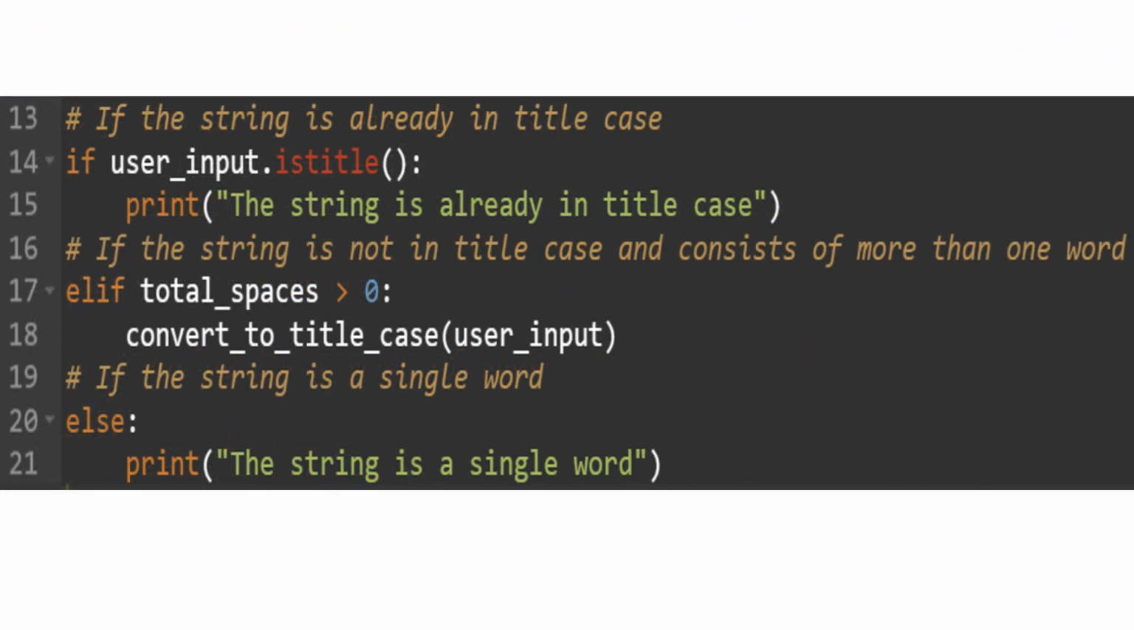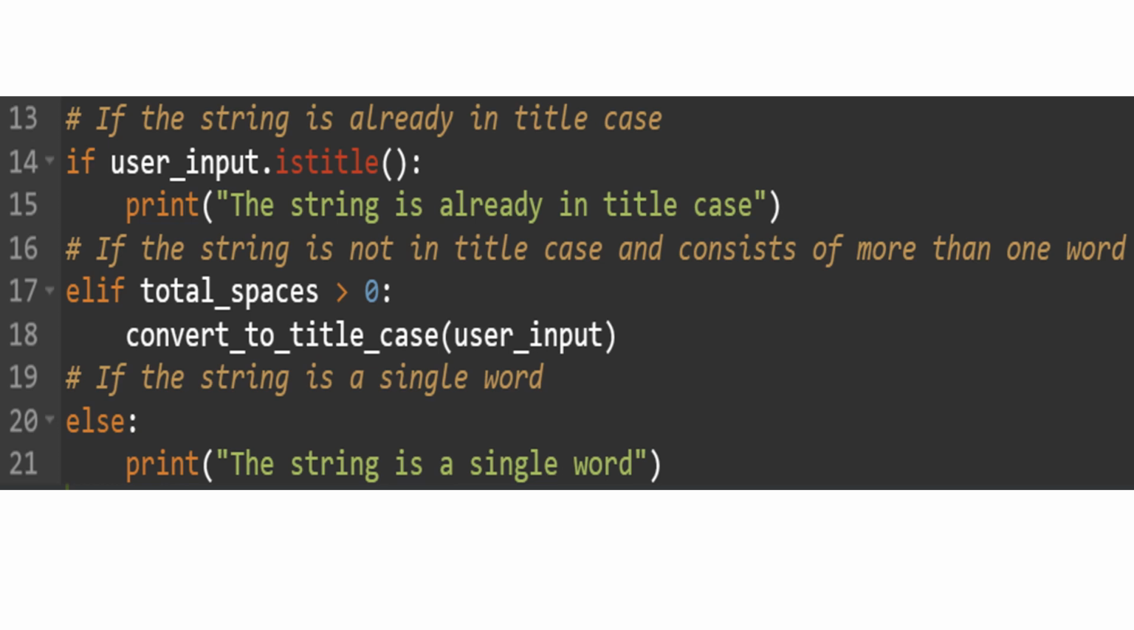In line 14, if user_input.istitle function. This line checks if the original user_input is already in title case using the istitle method. In line 15, print, the string is already in title case. If the input is already in title case, this line prints a message indicating that fact.